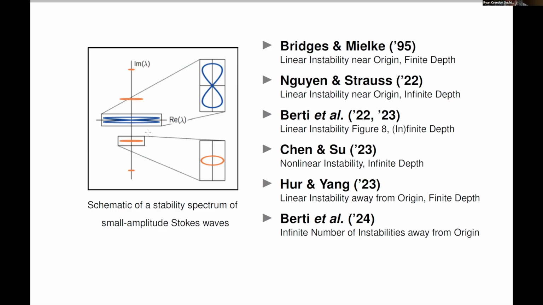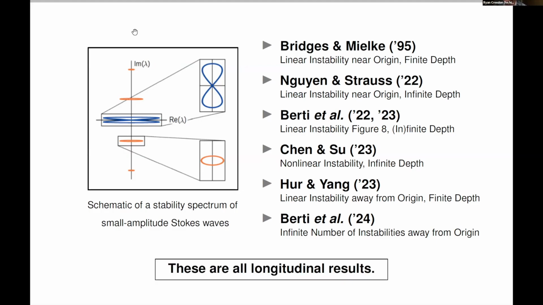Berti et al. then followed up with another paper showing that these high frequency instability bubbles exist in infinite depth as well, although you have to go higher out into the asymptotic expansions to find them. And then they just published a paper three weeks ago, which is extremely impressive and proves the existence of an infinite number of these high frequency instability bubbles on the imaginary axis. It gives asymptotic expansions for every single one, which is an amazing result. So in other words, we pretty much know everything analytically about the small amplitude stability spectrum to date.